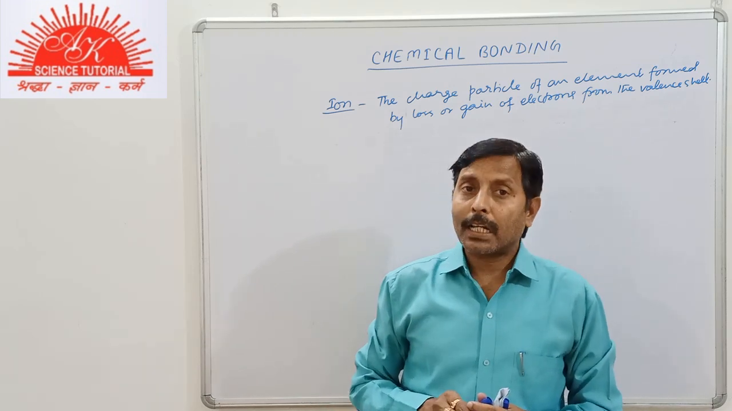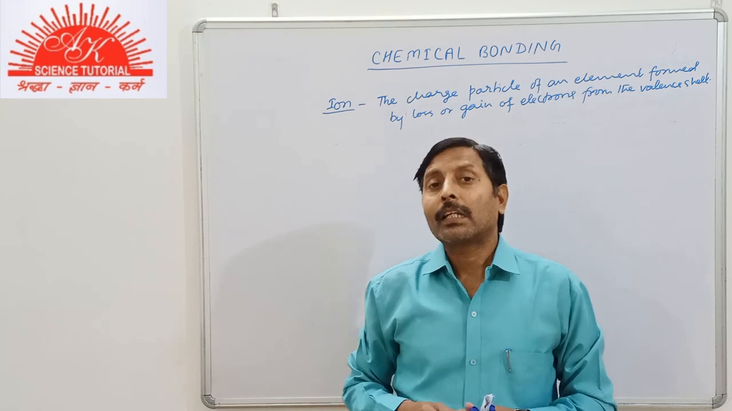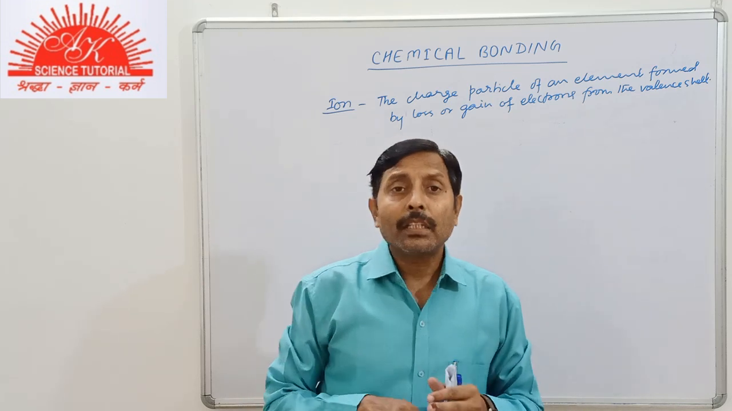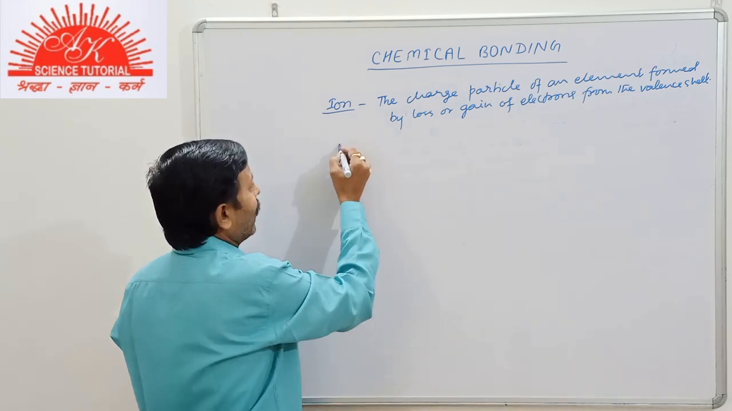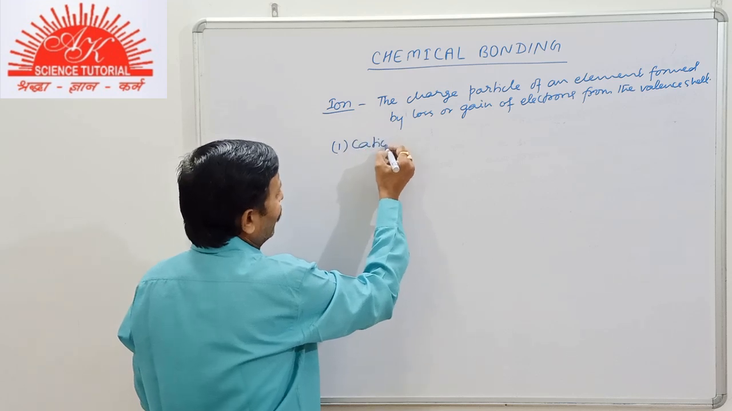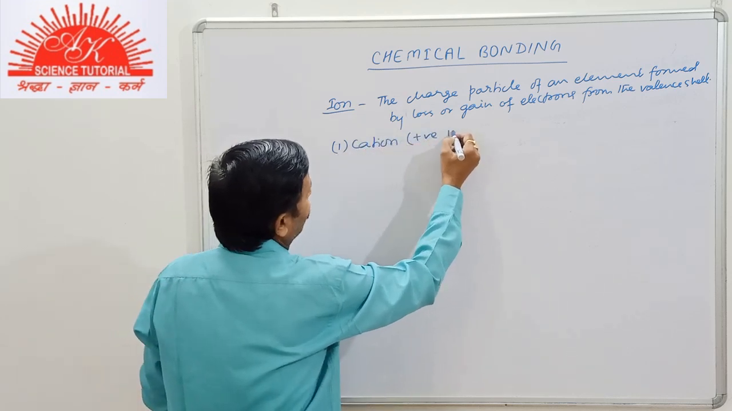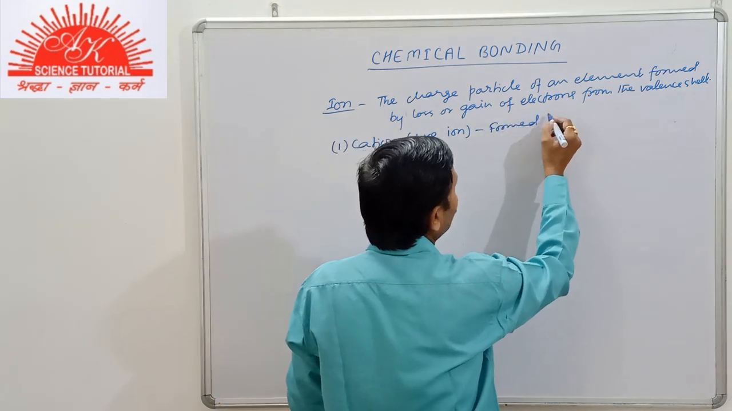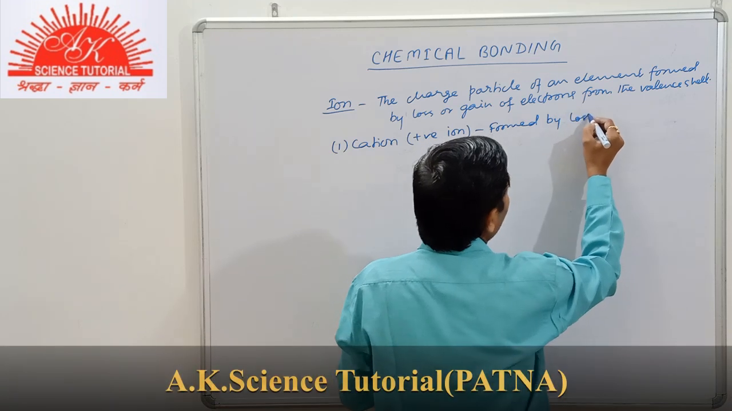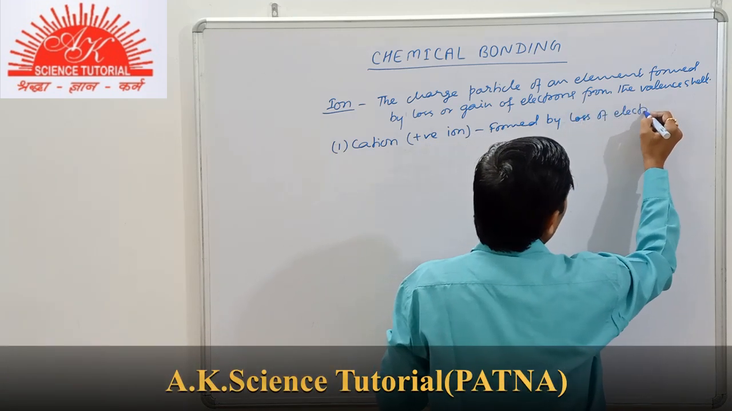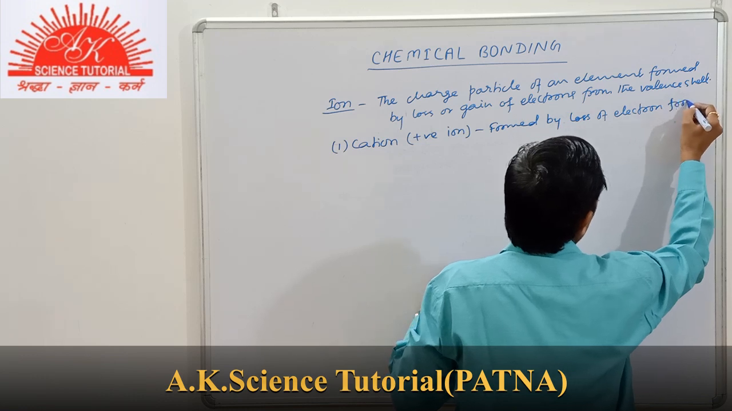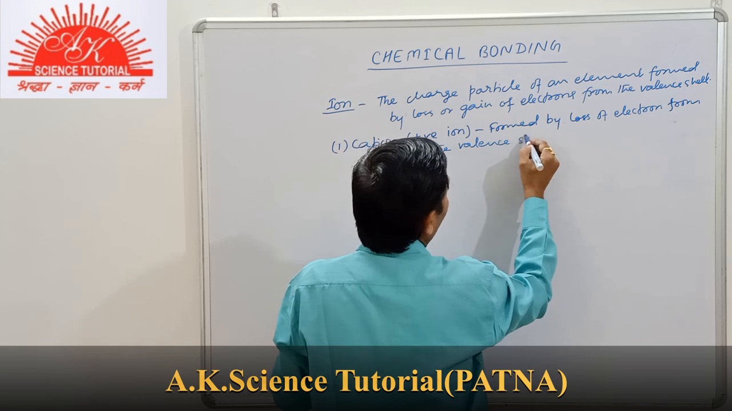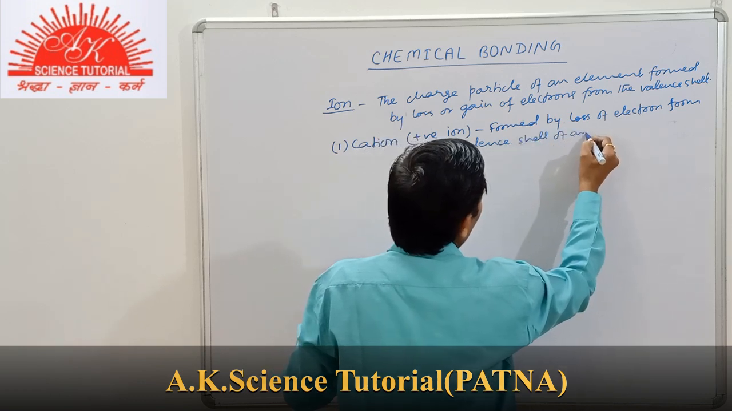A cation is a positively charged ion and an anion is a negatively charged ion. So basically we have to study these two terms in detail. First of all, the cation, the positive ion. It is formed by loss of electron from the valence shell of an atom.